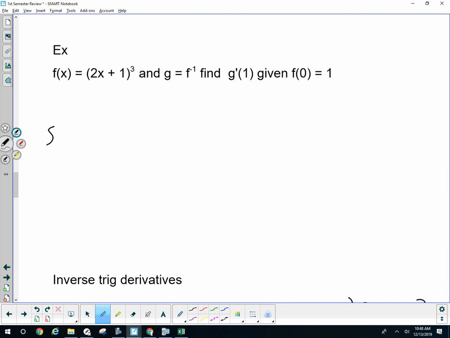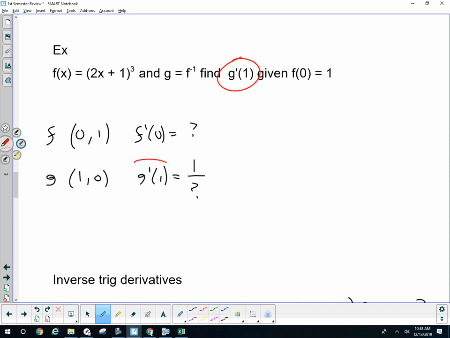All right, well, so they're giving you a nice point. So they say f has got the point 0, 1. We got g must have the point 1, 0. Well, if I know f prime of 0, I know g prime of 1. It's going to be 1 over whatever that number is. So all I need to do, if I'm trying to find g prime of 1, is I need to find f prime of 0 and take the reciprocal of it. Use the chain rule, 3 times 2x plus 1 squared times 2. Plug in 0, f prime of 0. Okay, this is important. Don't plug in 1 into this. You plug in 0. And I get 6. So g prime of 1 is 1/6.